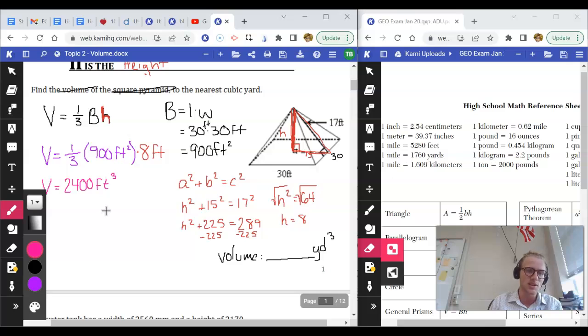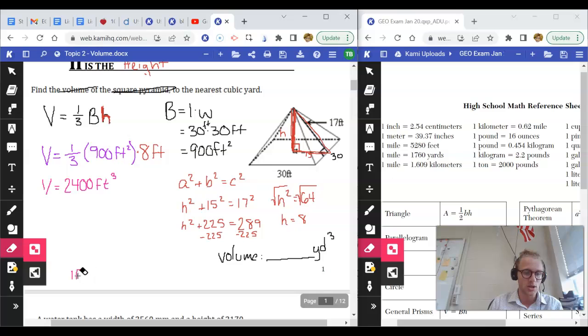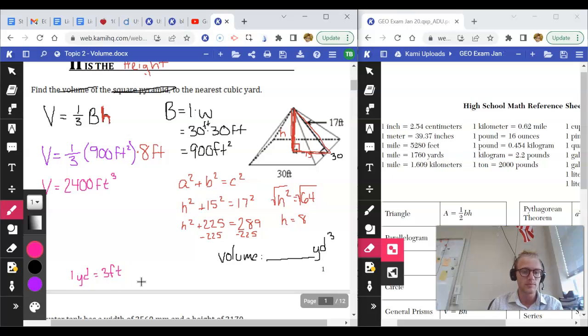do some conversions. Remember, the conversions, if everybody knows that 1 foot, or I should say 1 yard, is equal to 3 feet. But both of these are one-dimensional. So if I am working in the third dimension, I need to cube these. So 1 cubed is 1, yards cubed is yards cubed, and then 3 cubed is 9. So this really becomes, let me do this in green, 1 cubic yard equals 9 cubic feet.